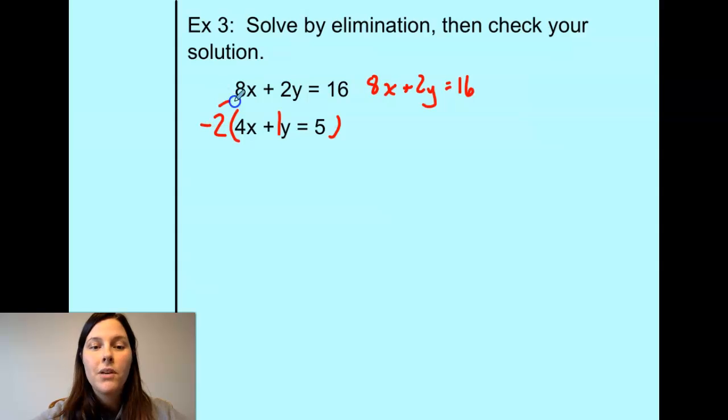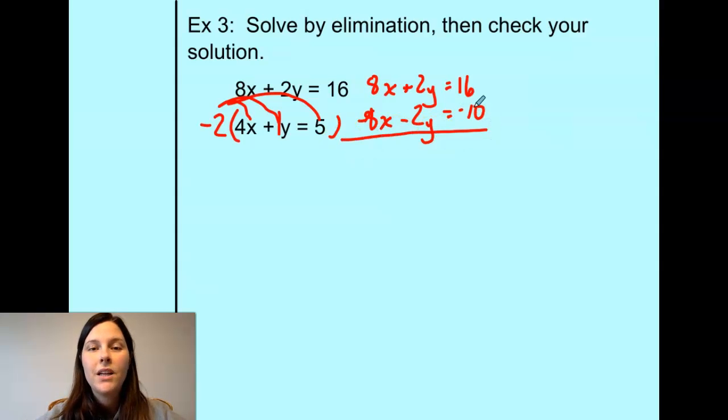So distributive property, negative 2 times 4x gives me negative 8x. Negative 2 times 1y gives me negative 2y. And negative 2 times 5 gives me a negative 10. Adding my equations together, 8x plus negative 8x cancels. 2y minus 2y cancel as well. So if I have 2y's and I take away 2y's, I have 0, I have nothing. Same thing with my x's.